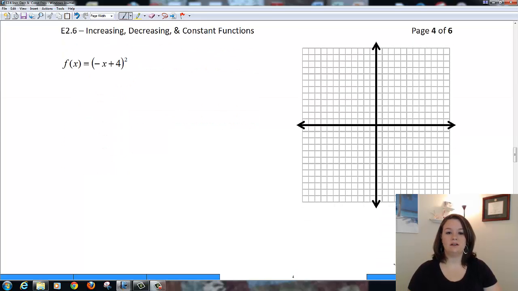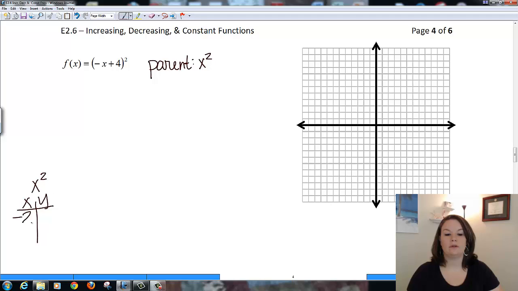Same idea here. I'm going to go ahead and use my transformation technique. So I'm going to identify my parent function, which in this case is x squared, which we know should make a parabola. So I'm going to go ahead and make a table of values for a parabola. So I'm going to use negative 2, 0, and 2, which when I square those gives me 4, 0, 4. And then I just need to identify my transformations. I'm going to write my HSRV.